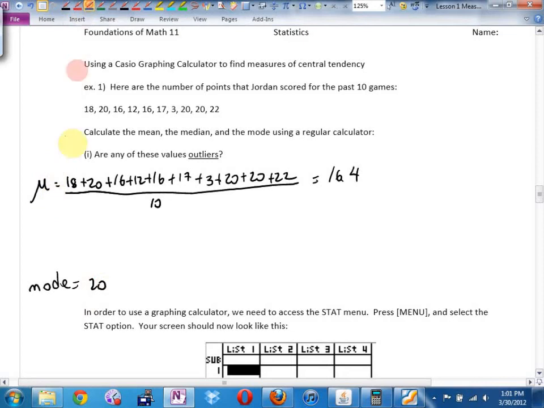Median. Unfortunately, I can't say, oh, it's those two. I have to put them in order first from smallest to biggest. So if they give them to you jumbled up, the only way to do the median is to rewrite them in order from smallest to biggest. 3, 12, 16, 16, 17, 18, 3 20s, 22.